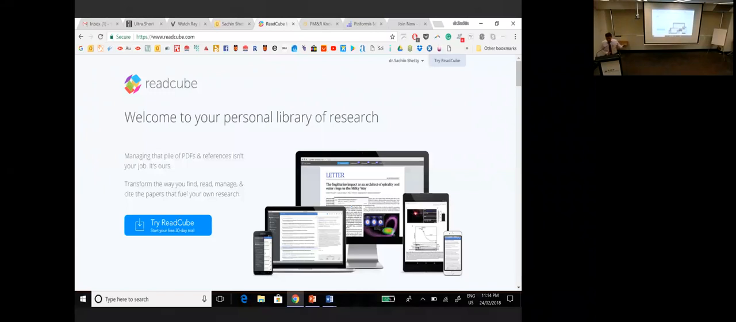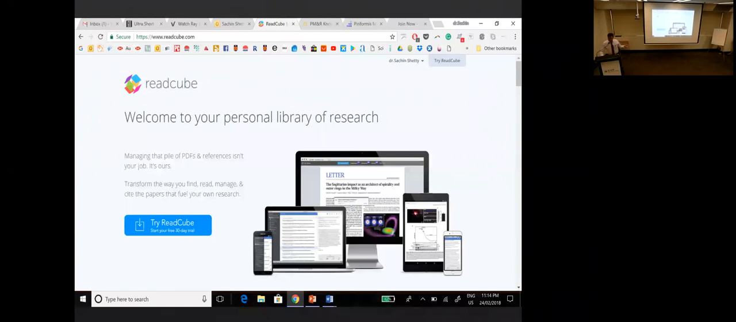Show of hands, who has heard about this? Okay, this will change your world. ReadCube is like iTunes for your journal articles. This is absolutely amazing. I'm surprised people don't know it. Have you heard of Mendeley? Yeah. This is Mendeley on steroids.